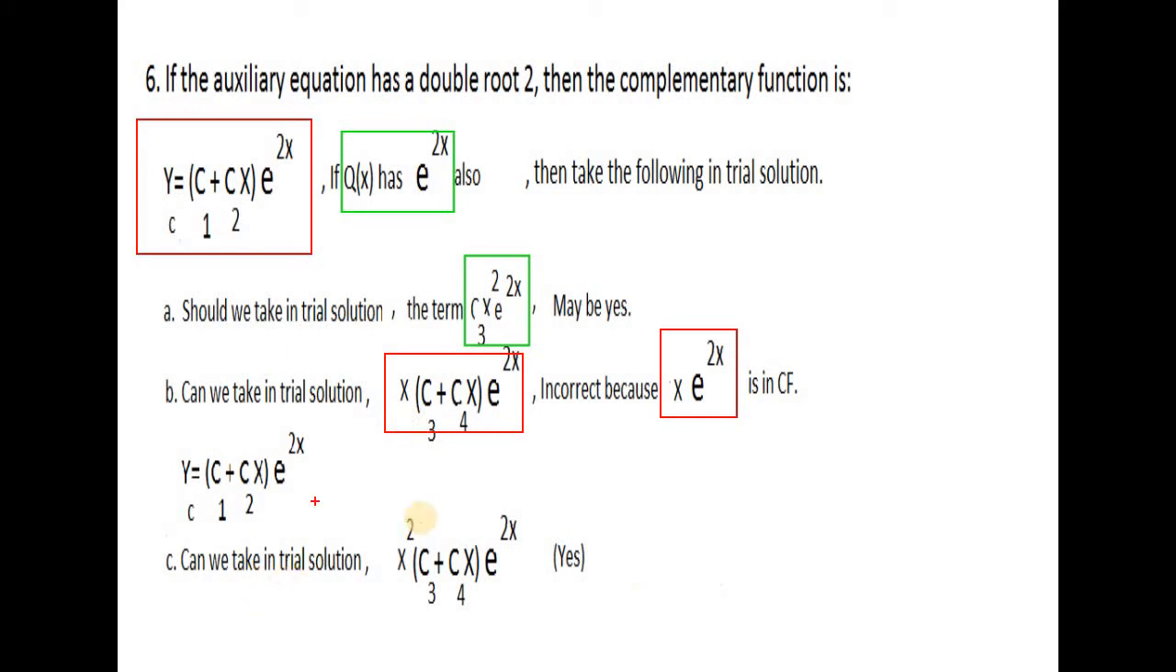Can we take in the trial solution x square times c3 plus c4x, e power 2x? Yes, this is also correct. In yc we have e power 2x. Similarly, e power 2x also belongs to q. To take our trial solution, we must make it different. So we will either multiply e power 2x by x square, or multiply this expression by x square, and it will be our trial solution. In a few questions we have used this one. Now we come to the next slide.